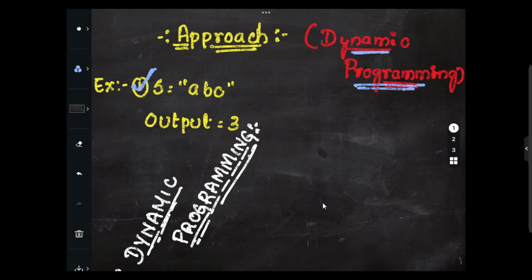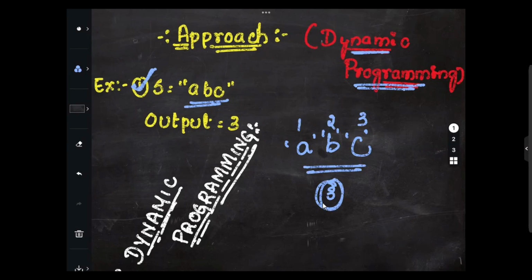I have considered the same first example that they have given in the question. Here we have A, B, C, 3 different characters. The only palindromes we can form within the substrings are the single characters A, B and C. So we need to return the count: A is 1, B is 2, C is 3. That's how we got 3.